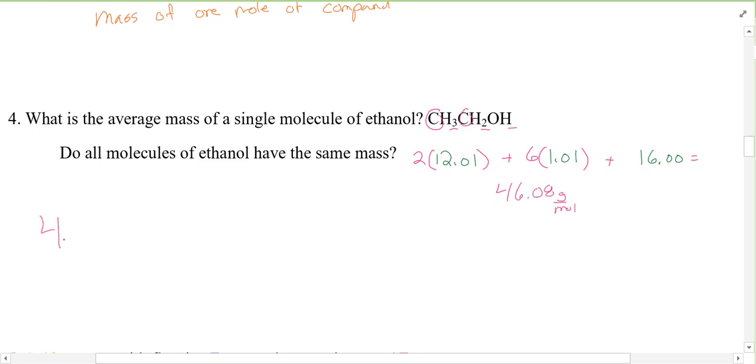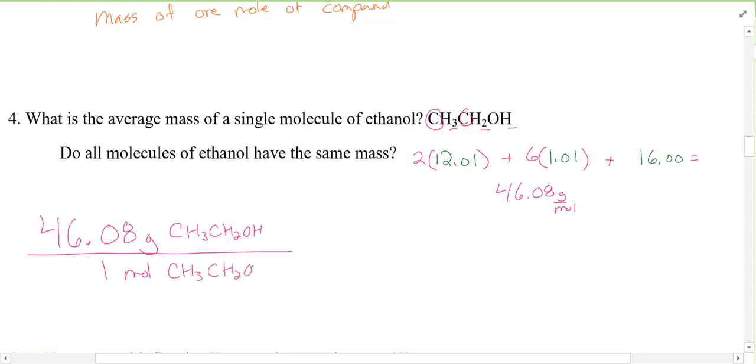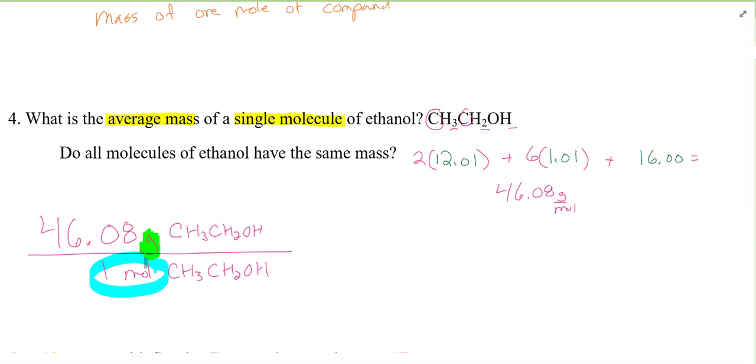So if I write that out bigger, 46.08 grams of CH3CH2OH per 1 mole of CH3CH2OH. I'm looking for the average mass of a single molecule. Right now I'm in grams per mole. I want grams, but I don't want mole, I want molecule. Is there a way to take my grams per mole and change it into grams per molecule? Well, the answer always is going to be yes for your questions in this course. How do I do that is the question.